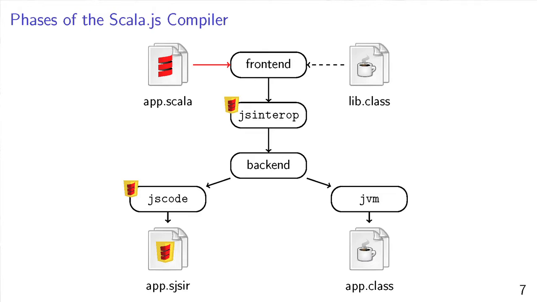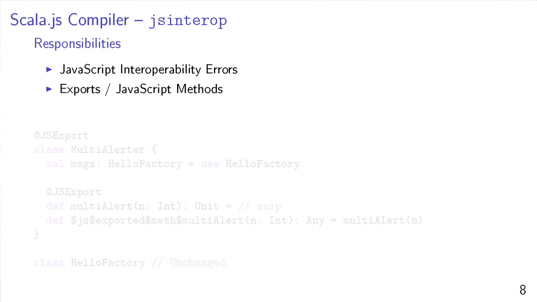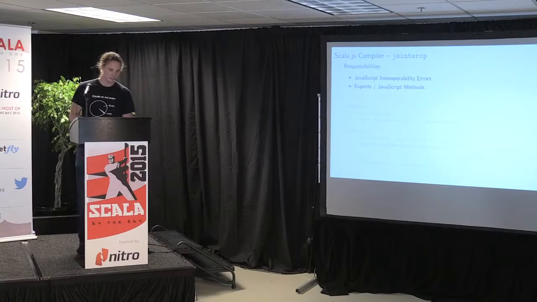All right, so we got from the source file into the front end, through the front end, and now we're going to the JS interop phase. First phase, which is actually part of the Scala.js compiler. Excuse me. So what does JS interop do? It has two responsibilities. One, catch JavaScript interoperability errors. There's no error in the code I presented, so we're not going to see anything there.